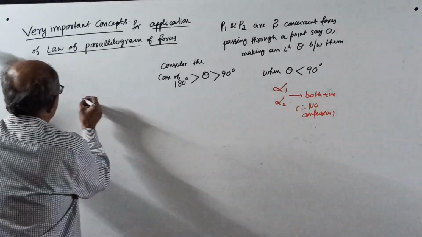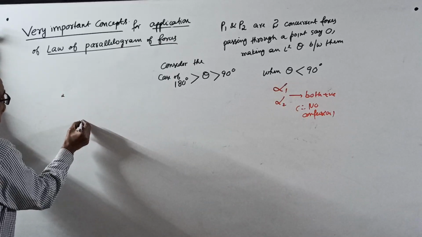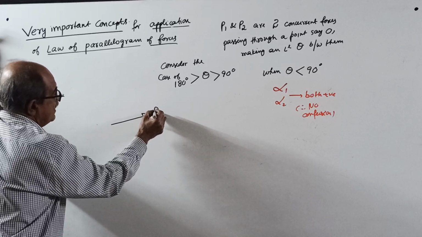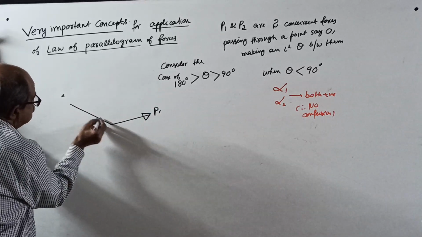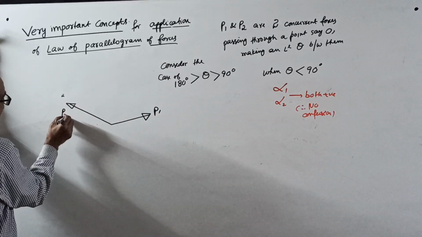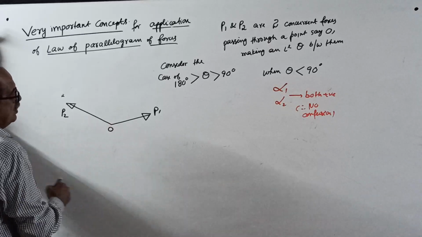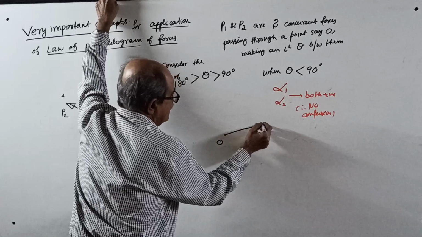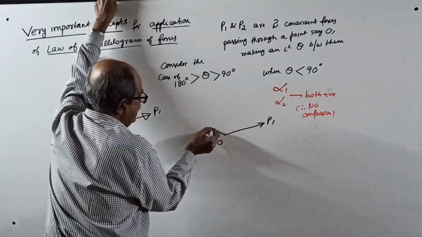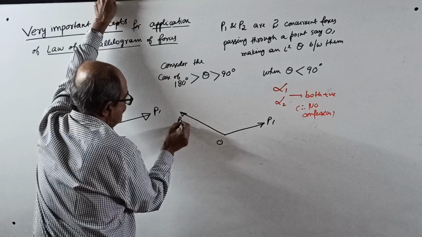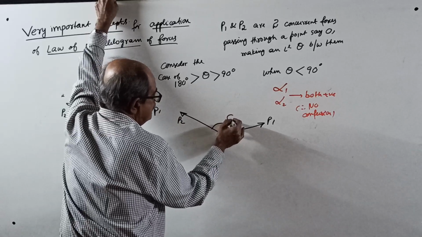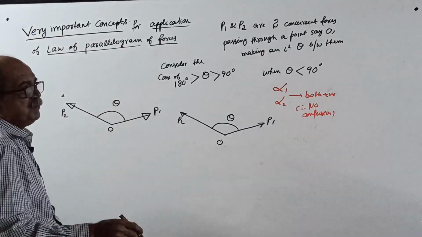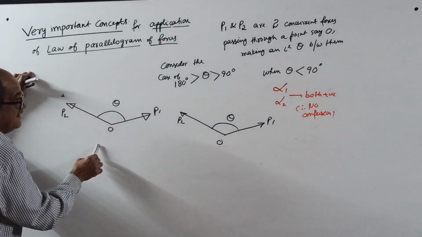Then see here, I will take one force here, P1. Don't bother about horizontal or vertical. The other force, P2, passing to point O. I will take one more case. Point O, say once again P1. This is P2. This is your theta. Now, very important, you should not take this theta.